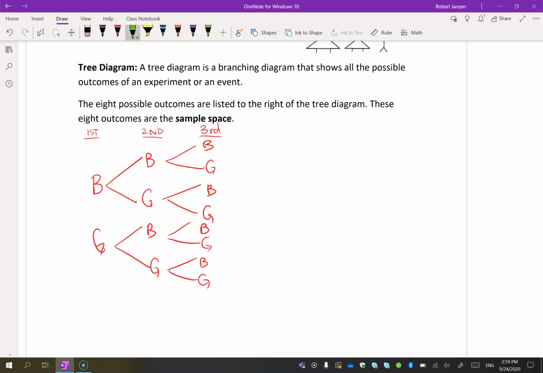So let's try to list the sample space now. So the first possibility is that we could have a boy, boy, and a boy. Okay? Then looking at the next possibility, maybe we had boy, boy, girl. All right, and then what if we went boy, girl first, and then boy, girl, boy? Boy, girl, boy, and then we also have boy, girl, girl.